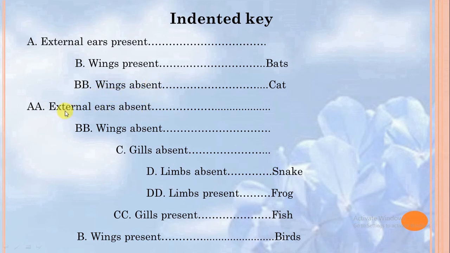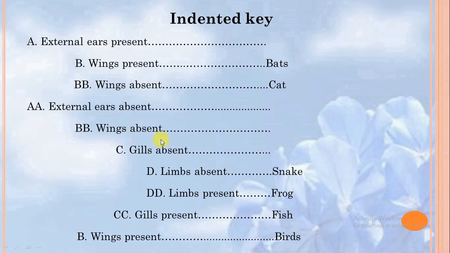After doing this, we will further move to the alternate form of this first character, that is absence of external ears. And in this category, what we have chosen earlier, absence of wings and presence of wings. So out of these two alternatives, you may resolve any of them first and then the later one. But here we have randomly written down this character first, so we will resolve it first.